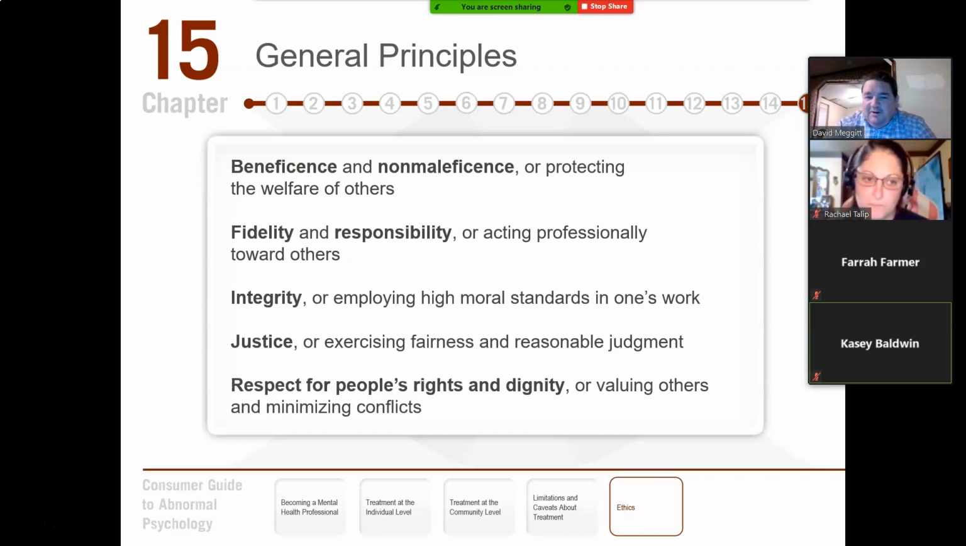And here are some words that you already hear me say: beneficence and non-malfeasance, protecting the welfare of others; fidelity and responsibility, acting professionally towards others, no matter what their beliefs are or your beliefs are. We want to provide consistent care to everybody that comes across us, sits across us from one chair to another. Having integrity, employing high moral standards in one's work; justice, or exercising fairness and reasonable judgment.